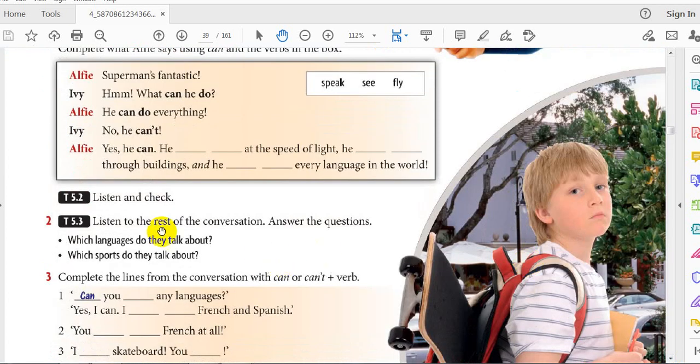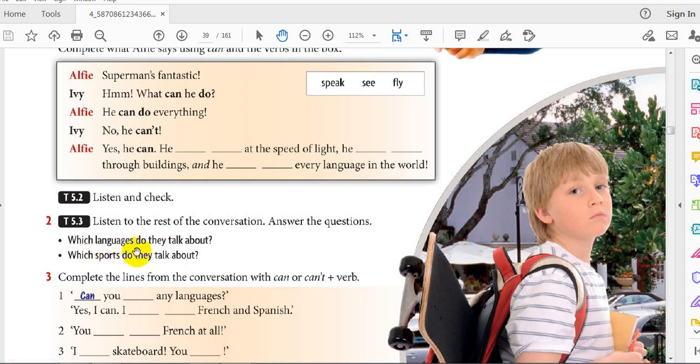Okay, let us listen to 5.2 and complete that conversation between Alfie and Evie, and see how to use can or can't, could or couldn't. So let us listen to the rest of the conversation.